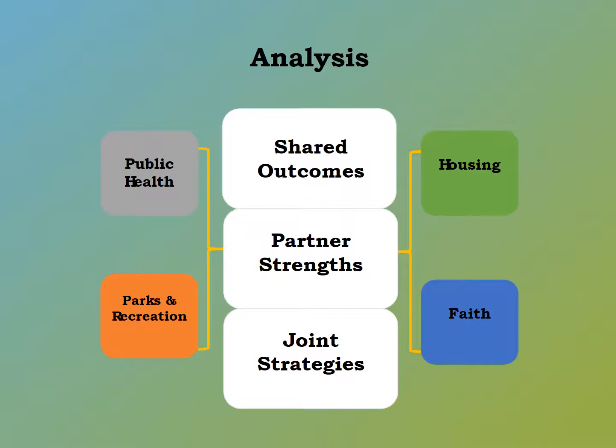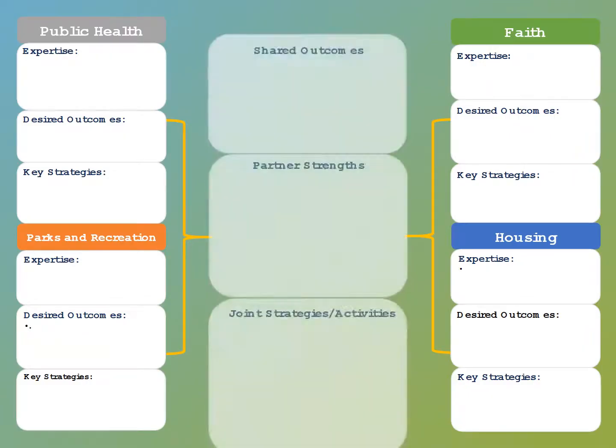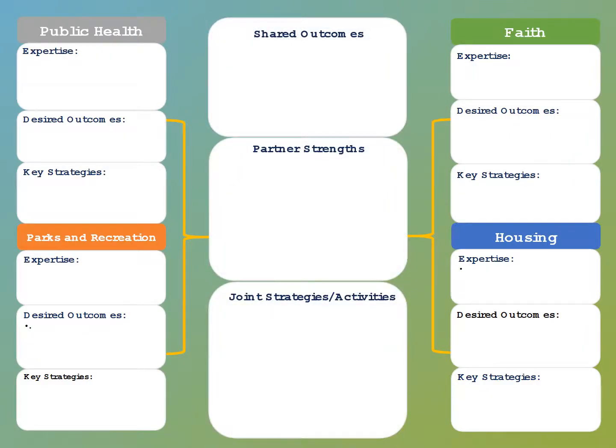Some of the key things that you will get out of your analysis include shared outcomes that you can achieve together and some immediate next steps to accomplish this, your partners' strengths to accomplish the shared outcomes your group has identified, and identifying joint strategies that 2 or more partners can work on together. When you pull it all together, you should be able to answer, what results and outcomes can we achieve together? What partner strengths can the collaborative utilize? And what strategies or activities can 2 or more partners work together on?